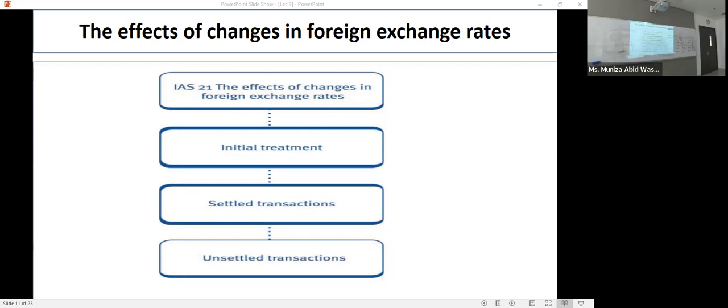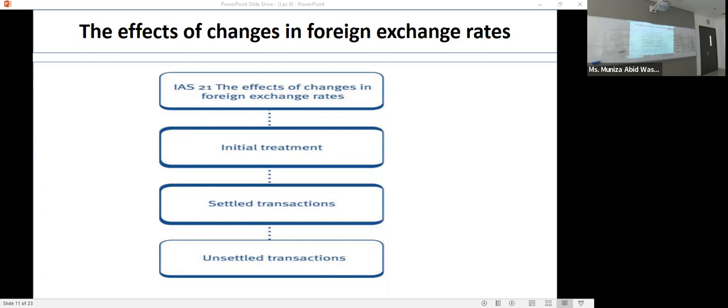At the time of this initial transaction, we have to report the amount, measure the amount and write it in our books of accounts. If, for example, we had purchased on credit and after 2 months we have to pay back the amount to the USA, after 2 months at the time of settlement of the transaction, what change we have to bring in our books of accounts? That is the subsequent measurement.